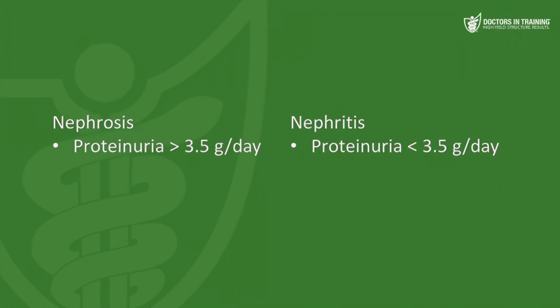There are some other features that distinguish nephrosis from nephritis. We're going to cover those in the video on nephrosis. But in general, just remember that greater than 3.5 grams of protein per day is nephrotic. Less than 3.5 grams of proteinuria is nephritic.